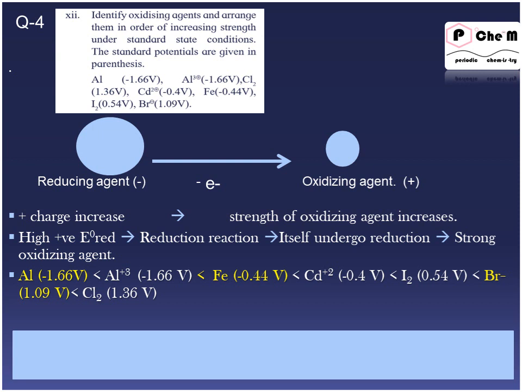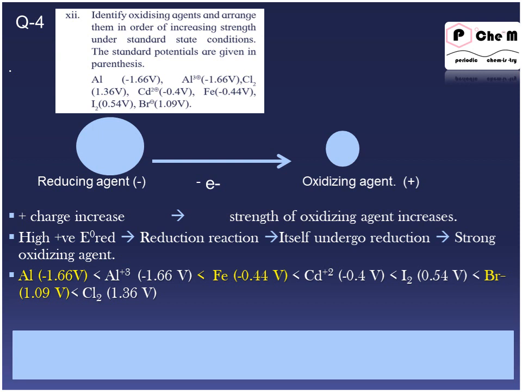Br minus has a negative charge, and as we have seen, reducing agents have a negative charge, hence Br minus is a reducing agent. That's why I've highlighted it in yellow color. Now remains Al, Fe, I2 and Cl2.